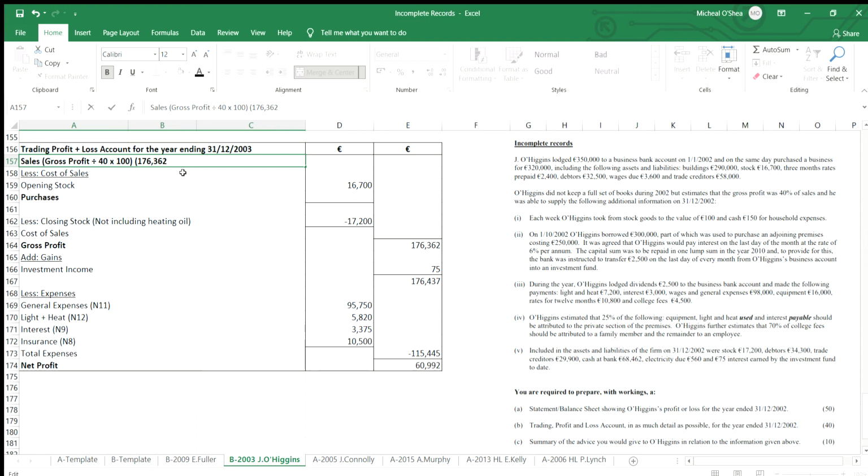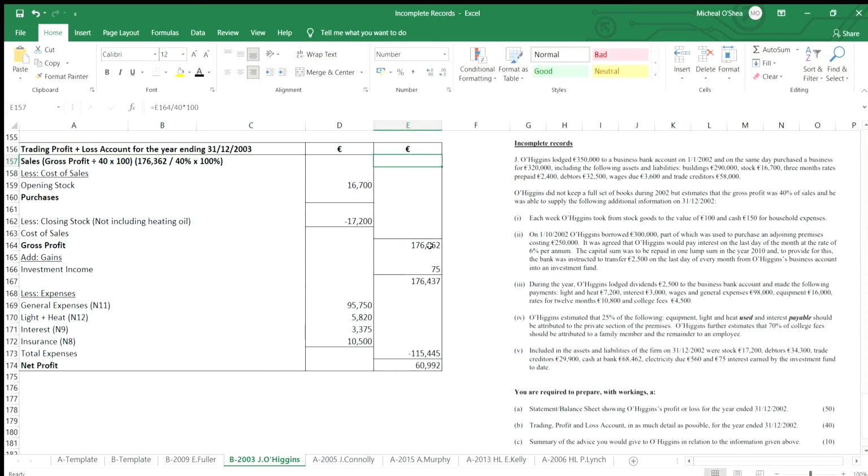So let's divide this by 40% and multiply it by 100%. So divide it by 40, multiplying it by 100, and that should tell us what sales is, because we're told again that this is 40% of the sales figure. So once I divide that by 40, multiply by 100, I get 440,905. Now that's my sales figure. Now we can work more out.